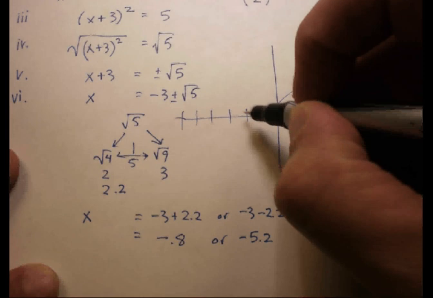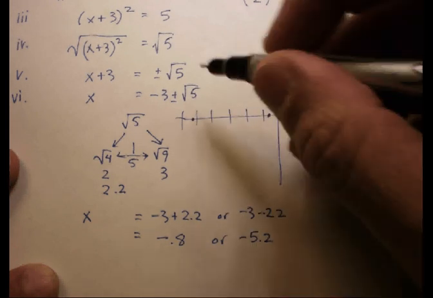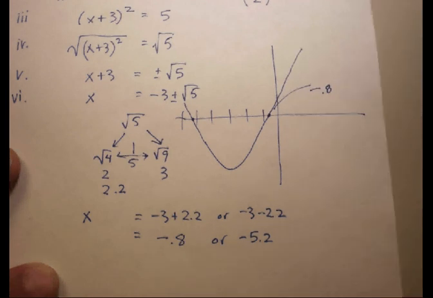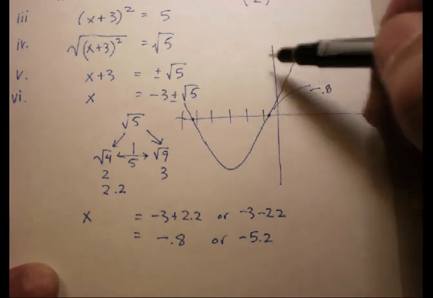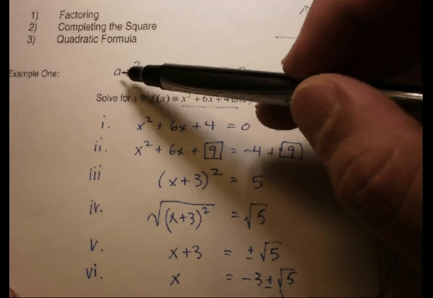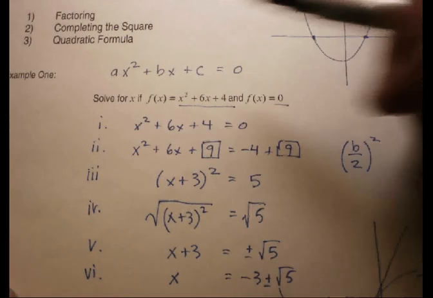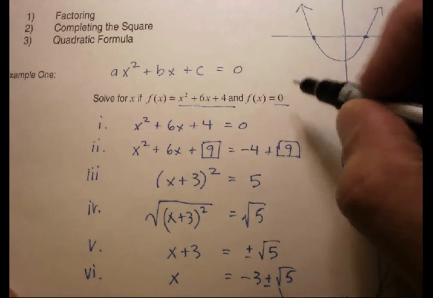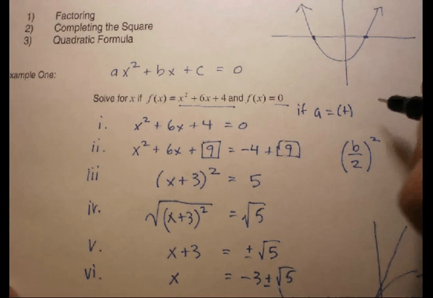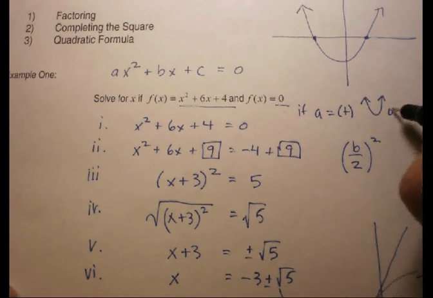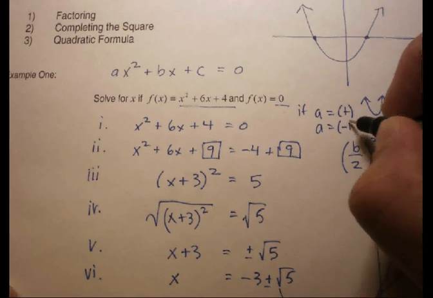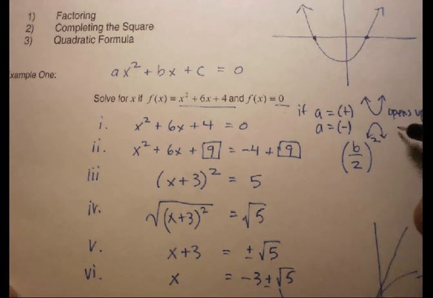1, 2, 3, 4, 5. There's the 0.2. And my parabola is going to look probably something like that. It's going to open upward because the a is positive. If you go back to your original equation and you look at the coefficient in front of the x squared, if a is a positive number, that means that my parabola opens upward. If my a is negative, my parabola opens down.